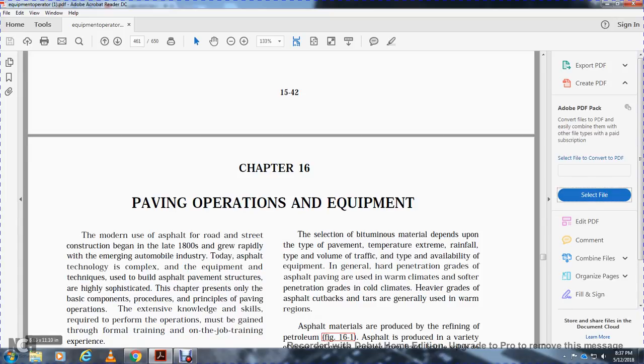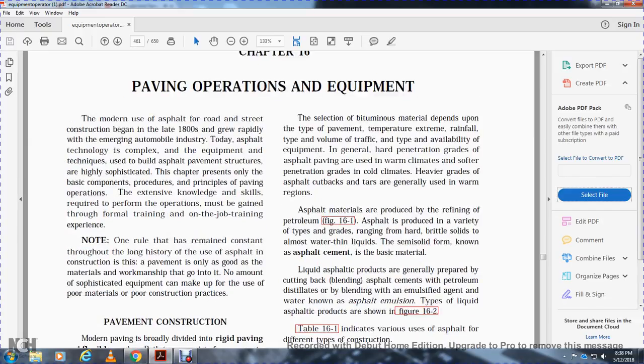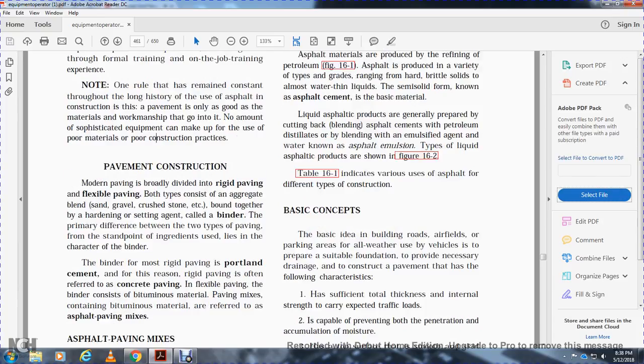Extensive knowledge and skills required to perform these operations must be gained through formal training and on-the-job experience. One rule has remained constant throughout the long history of the use of asphalt in pavement construction: the quality of the materials and the workmanship that go into the job matter, and no amount of sophisticated equipment can make up for the use of poor materials and poor construction practice.